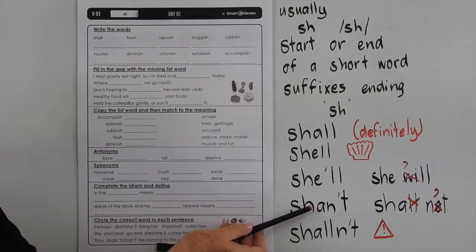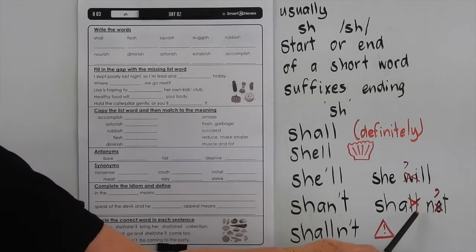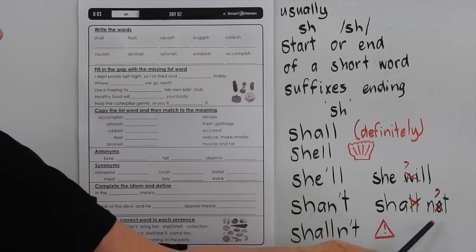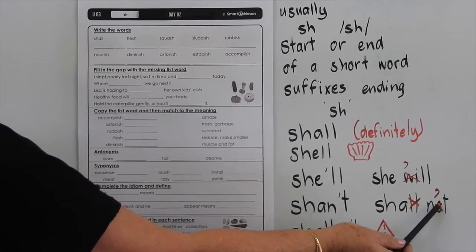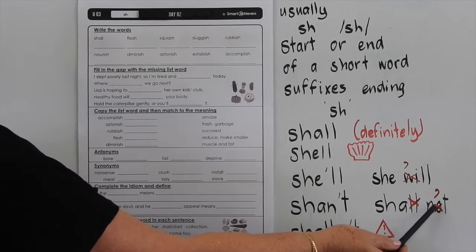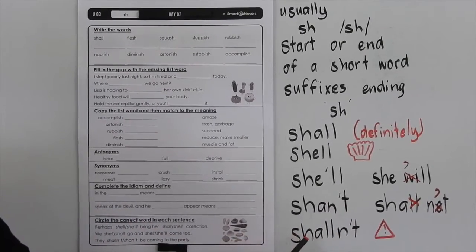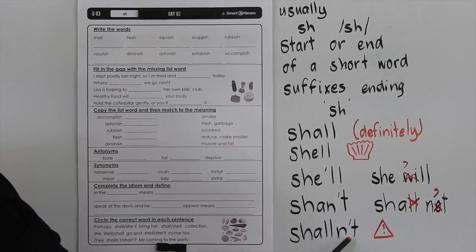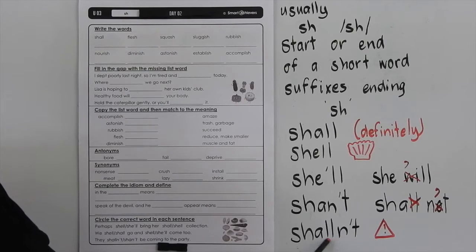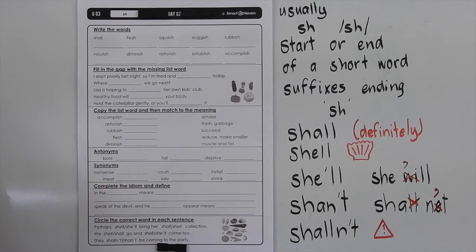Shan't is short for shall not. We've taken out the double L and the O and we're putting the apostrophe in where we've taken out the last letter, so in between the N and the T. Shallant is not a word. We've just put that in to trick you, and you can hear it. Shallant, no, you'd never use that in a sentence. So you're not going to choose that as one of your answers.